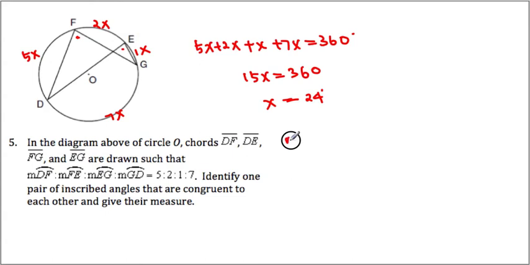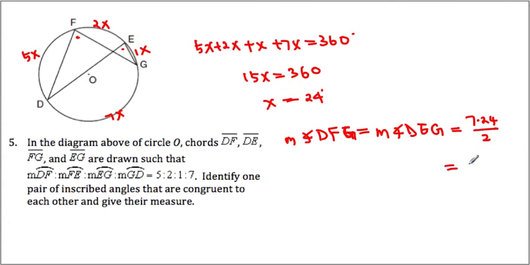So in fact, the measure of angle DFE must be the same as the measure of angle DFG. This one must be G right over here. DEG must be half of 7x. That means half of 7 times 24 divided by 2. In this case, these two must then be equal to 84 degrees.